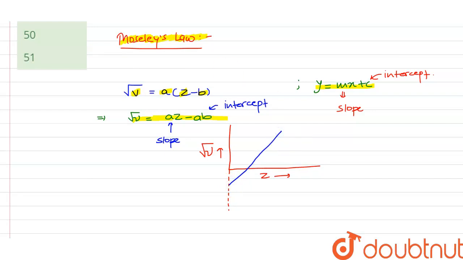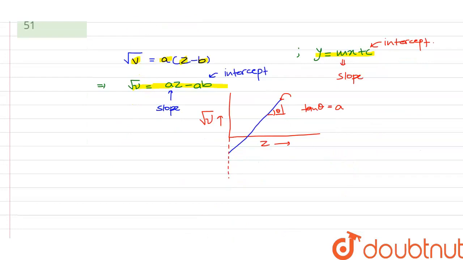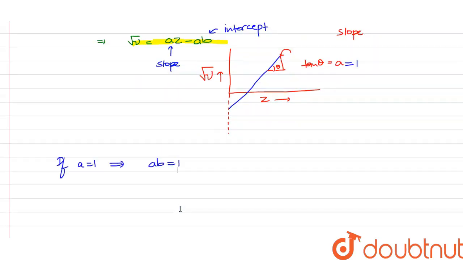The structure will be like this. Here the value of the slope, that is tan theta, is equal to a, and the value of the slope is given as unity. Slope and intercept both are unity, so a is equal to 1, and we can find the value of ab. Since the intercept is given as unity and the value of a is also unity, the value of b will also be equal to 1. This is important to be remembered.